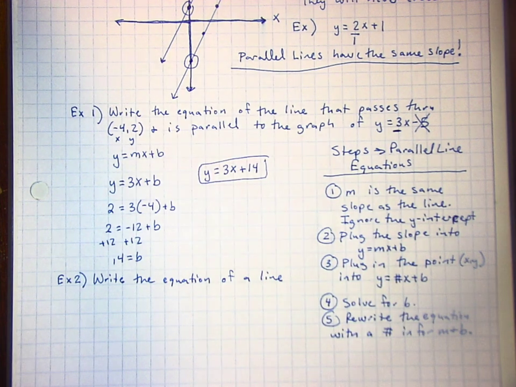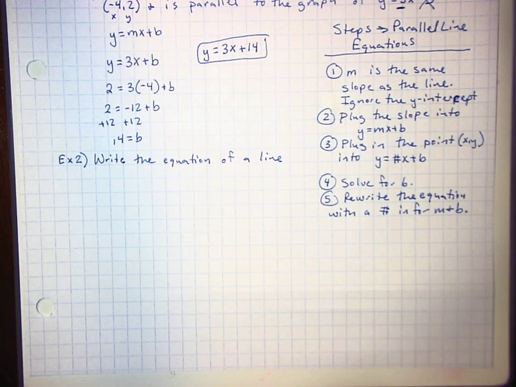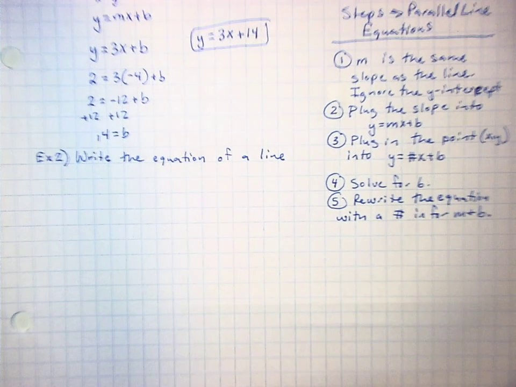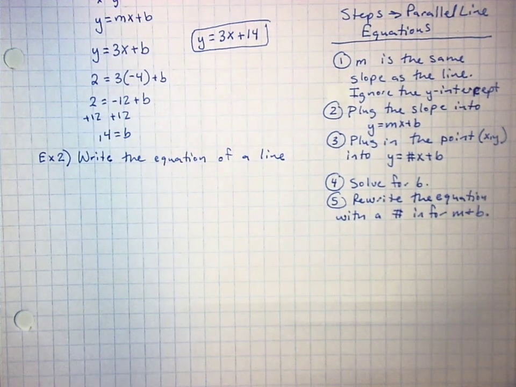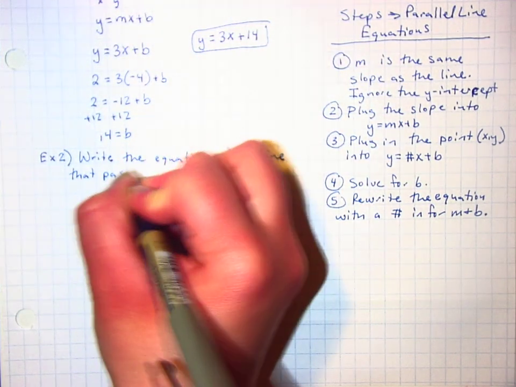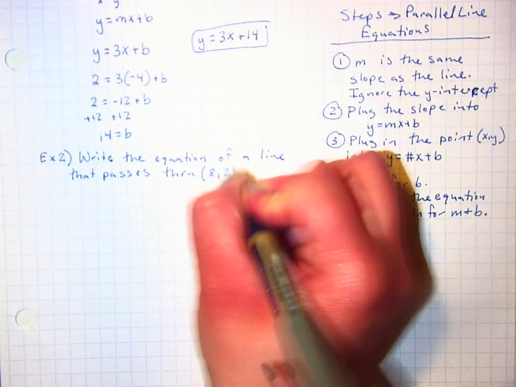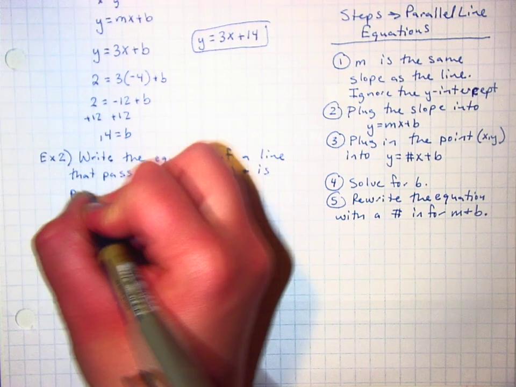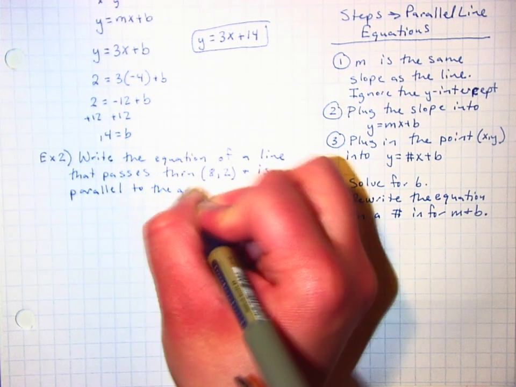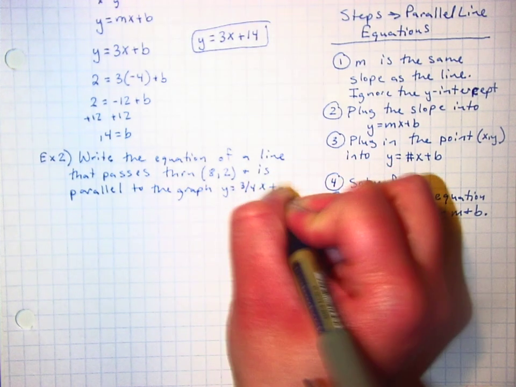All right, example number 2. Write the equation of a line that passes through 8, 2, and is parallel to the graph y equals 3/4 x plus 2.